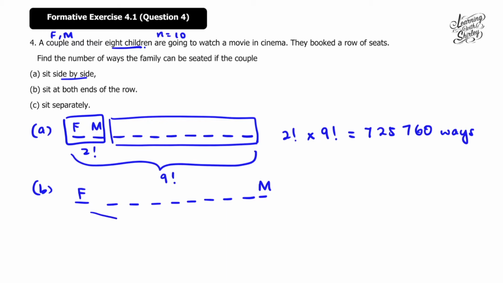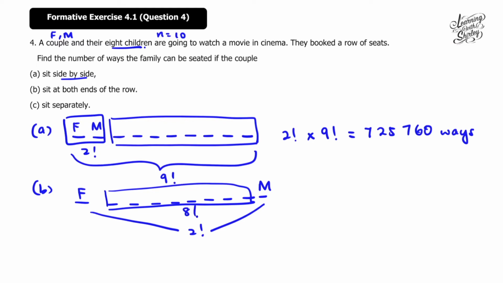It can also be mother first and then father, which means this will be 2 factorial ways. And then here will be 8 factorial. The middle 8 factorial is for the 8 children. So the number of ways will be 8 factorial times 2 factorial, which equals 80,640 ways.